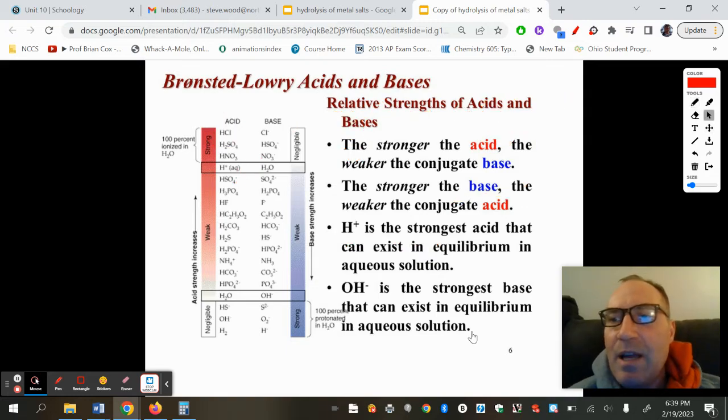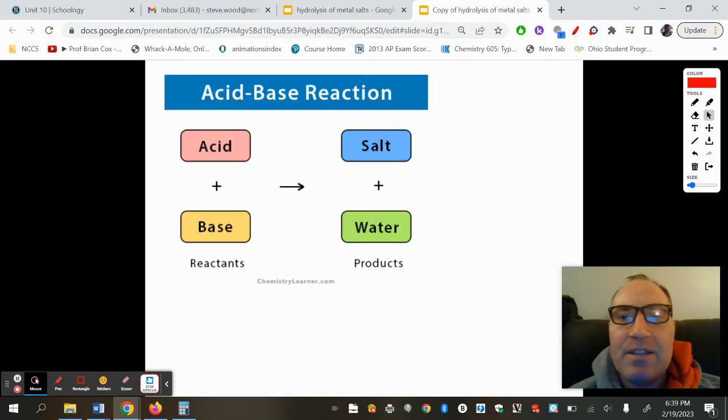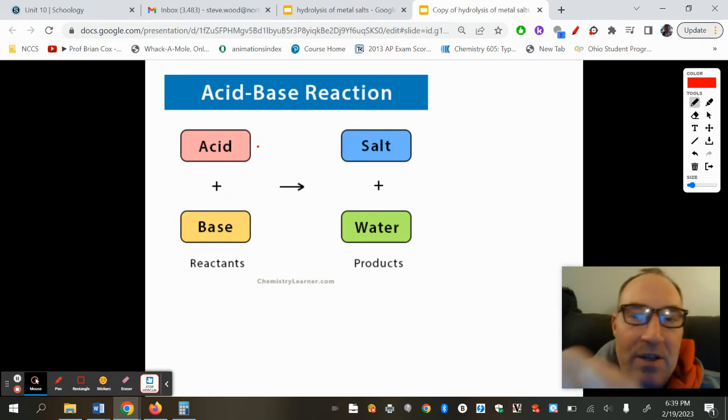Okay, so that's just an example of understanding that strong acids have weak conjugates, and weak acids have stronger conjugates, meaning that there's just more stuff that goes on there if they're weak. All right, now metal salts. Okay, when you take an acid plus a base, let me just give you an example of this.